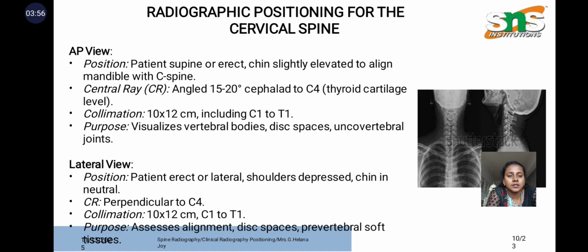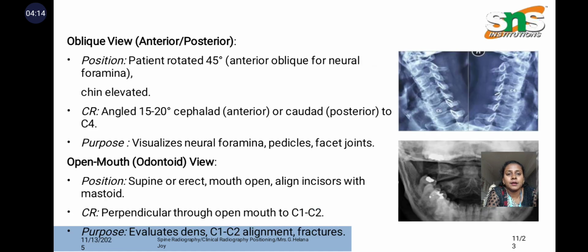For the lateral view, the patient will be erect or lateral, shoulders depressed, chin neutral. The central ray is perpendicular to the C4 vertebra. Collimation also covers C1 and T1 vertebrae. For oblique projections, the patient is rotated 45 degrees, anterior oblique for neural foramina, elevating the chin. The central ray is angled 15 to 20 degrees cephalad for anterior, or 15 to 20 degrees for posterior, to the C4 vertebra. The purpose is to visualize the neural foramina, pedicles and facet joints.